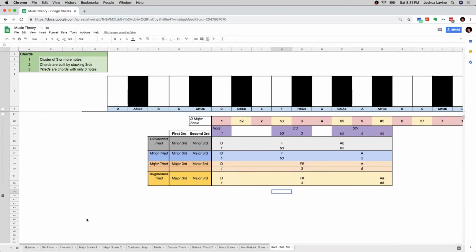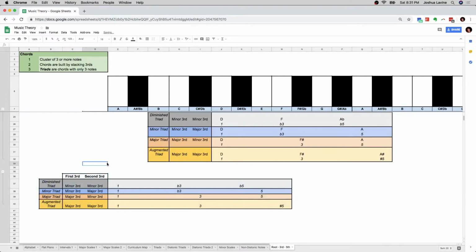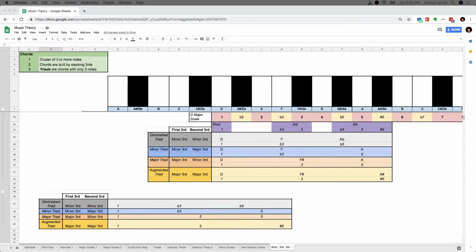Okay, and so let's look at the general case, which is that for any diminished triad, doesn't matter what note you're starting on, the first, third, and fifth are going to be a 1, flat 3, and a flat 5. For any minor triad, you've got the 1, the flat 3, and the 5. For any major triad, you've got a 1, a normal 3, a normal 5. For any augmented triad, you have a 1, a normal 3, and a sharp 5.